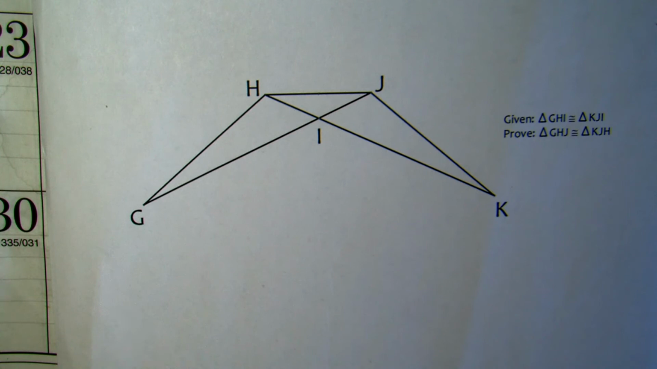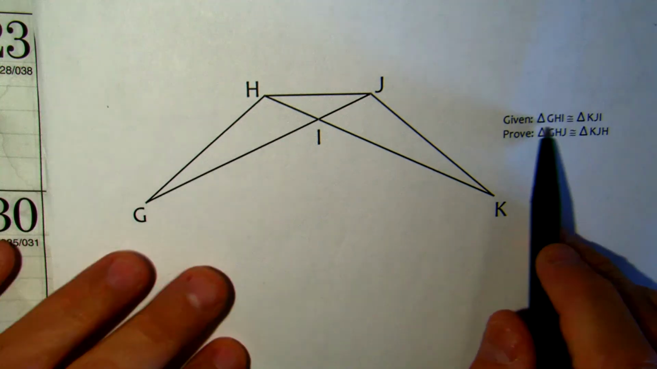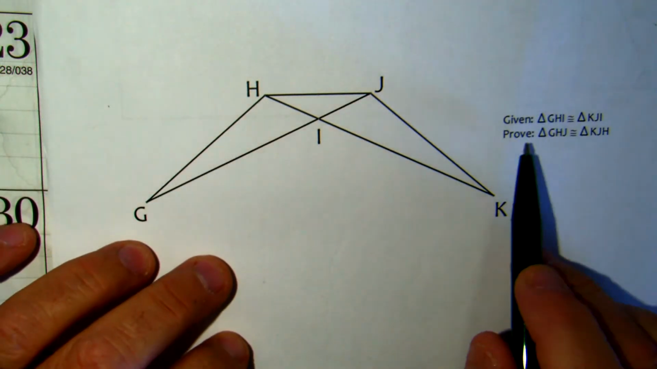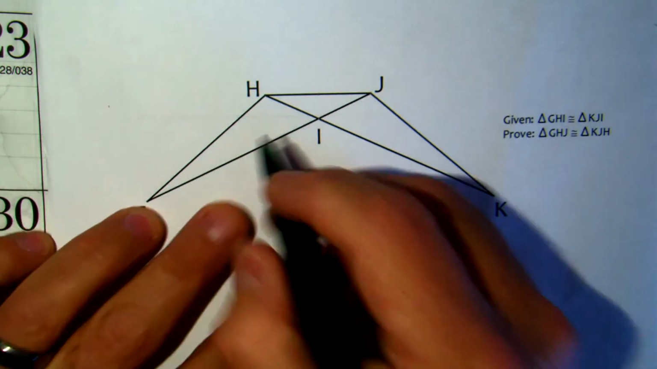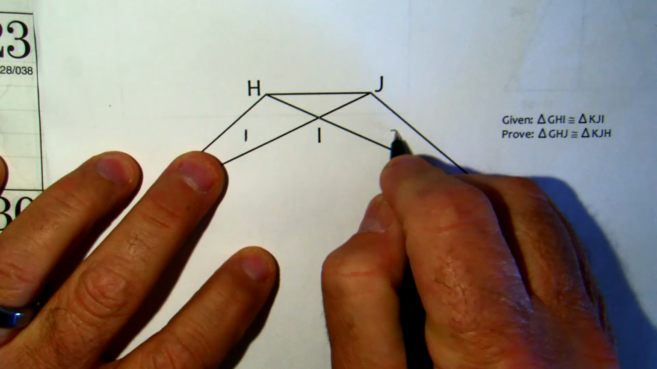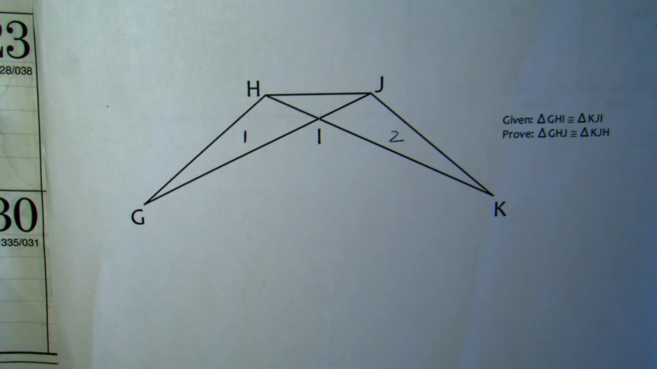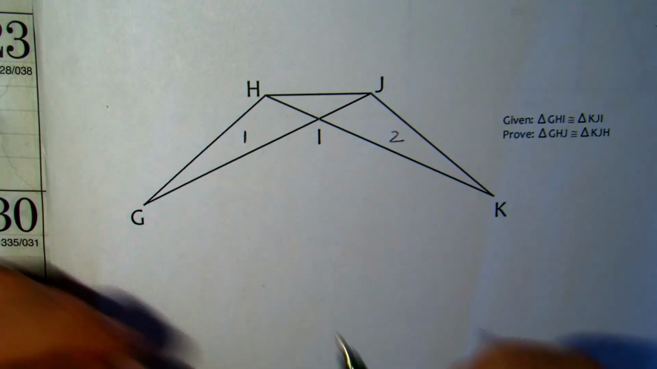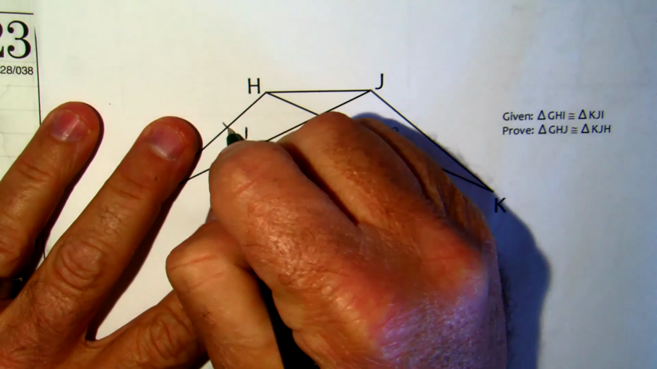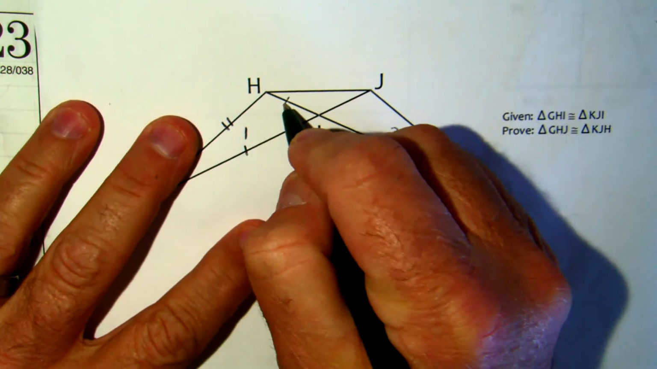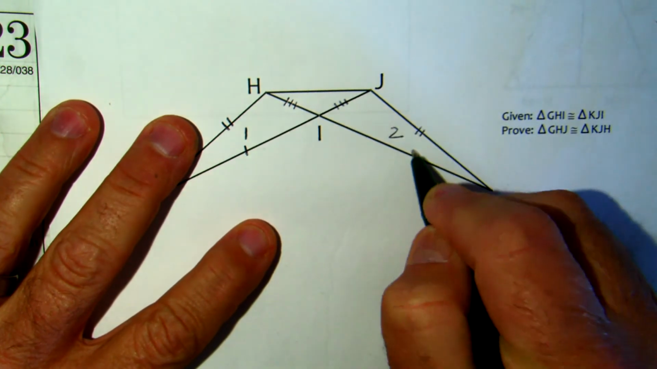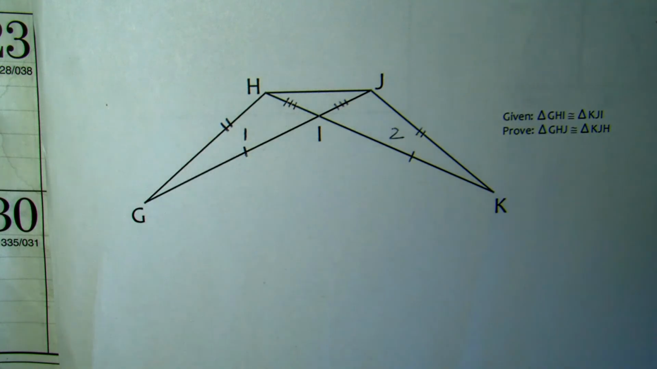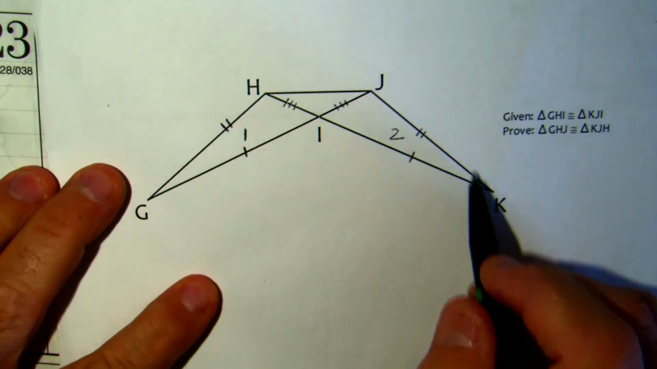Overlapping triangle proofs. Given triangle GHI is congruent to KJI, prove GHJ is congruent to KJH. So GHI are these two triangles, the outer ones. What we want to get in the habit of is once they tell us triangles are congruent, all the CP. So those are all the sides. They're the easiest to label a lot of times. Okay? And now we're trying to prove GHJ is congruent to KJH.